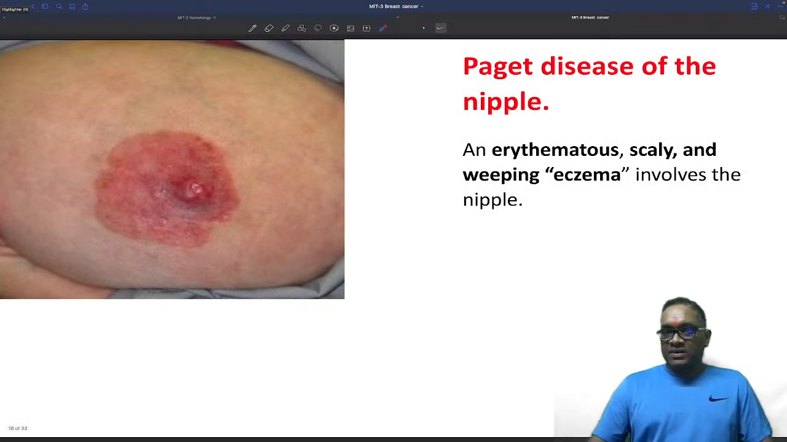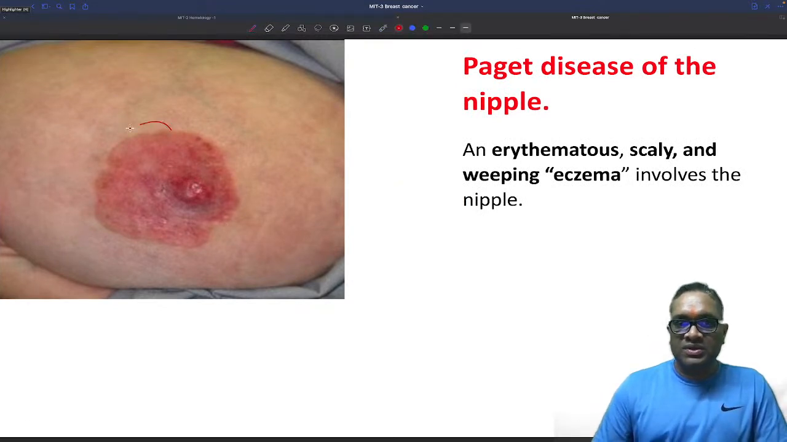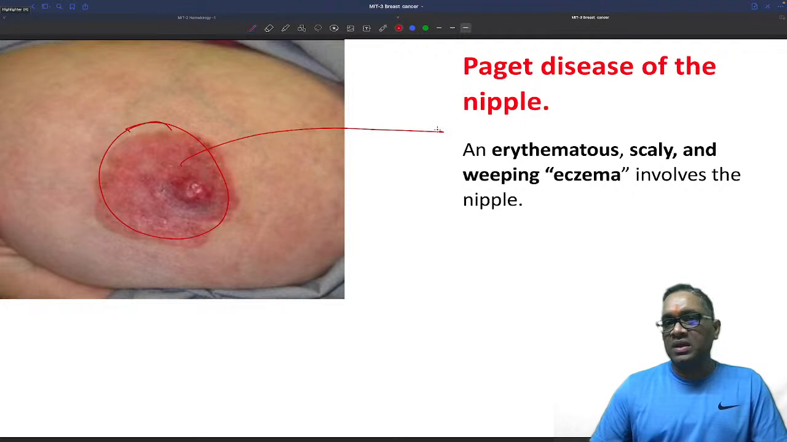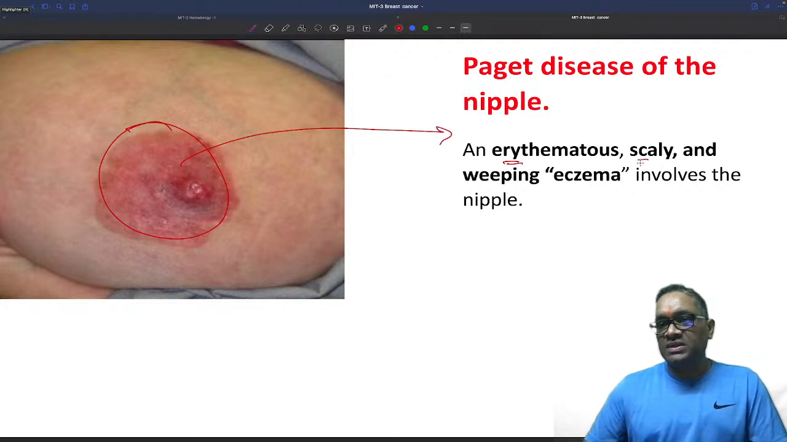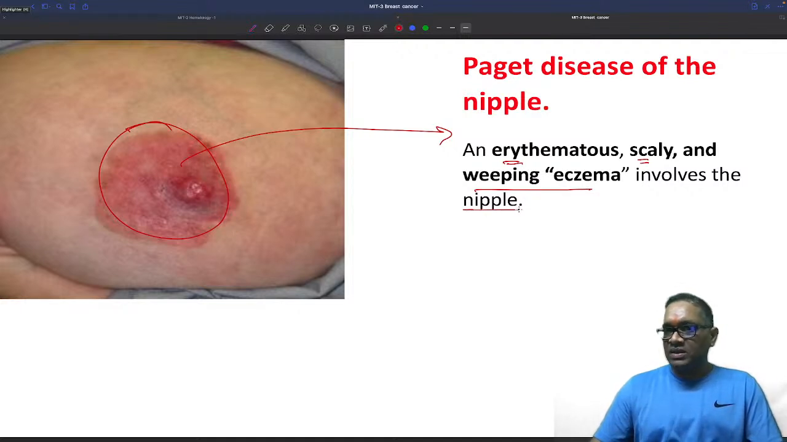And this is the lesion which I have shown you already in the question. This is the lesion where you are seeing erythematous, scaly, and weeping eczema-like lesions involving the nipple, right? So that is how you will identify this can be a Paget's disease of the nipple.